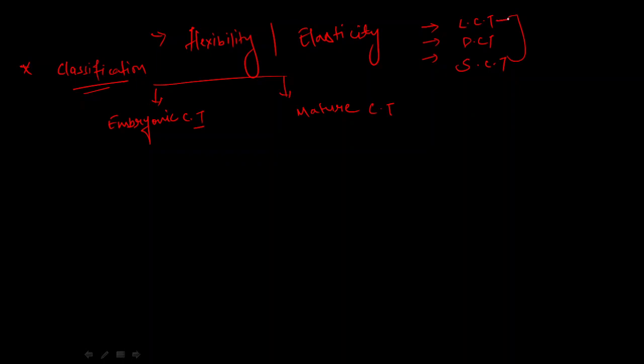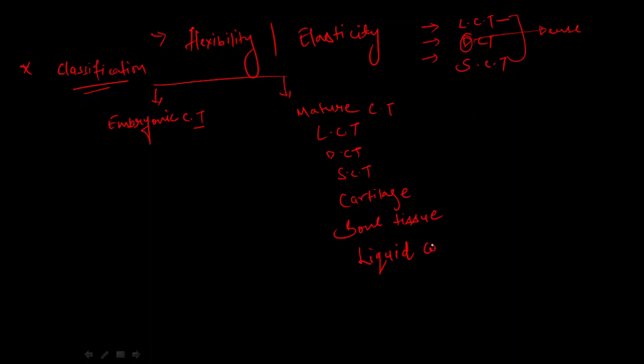Whether I'm talking about the loose connective tissue, the second thing, DCT, the dense connective tissue, or the specialized connective tissue, these all come under mature connective tissue. Other than that, we have more: cartilage, bone tissues, and the last one we have is liquid connective tissue. Do you know what liquid connective tissue is? This is blood.